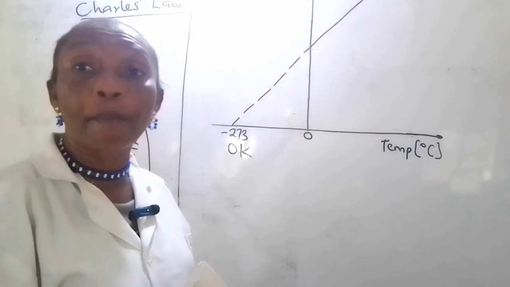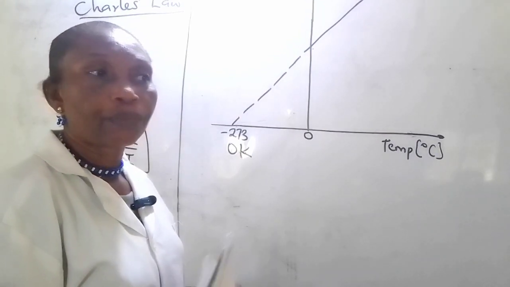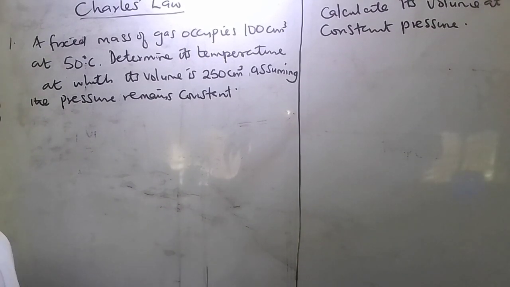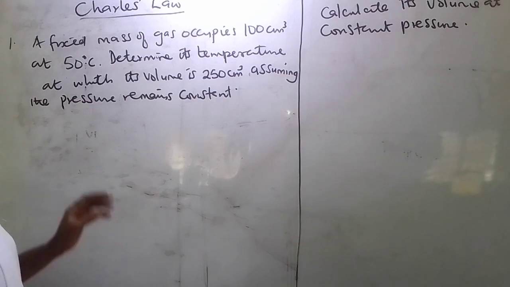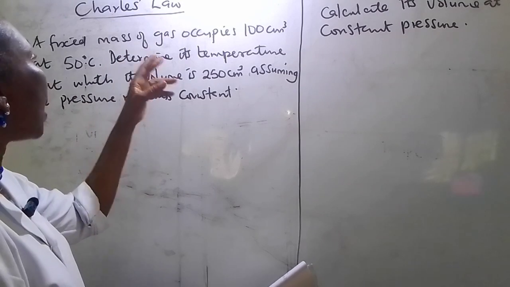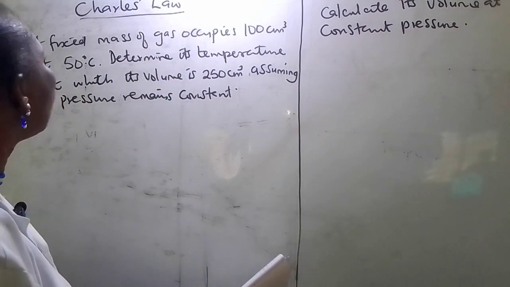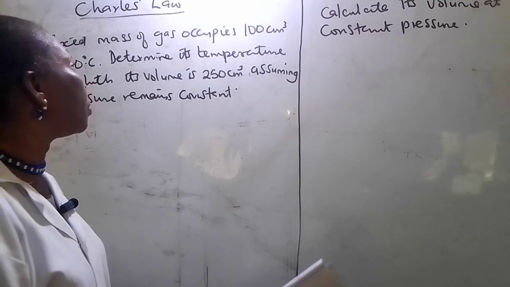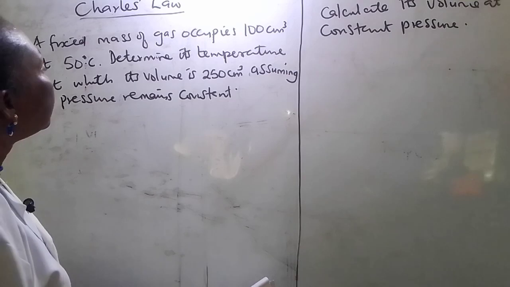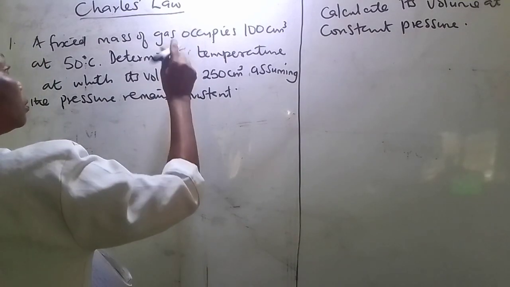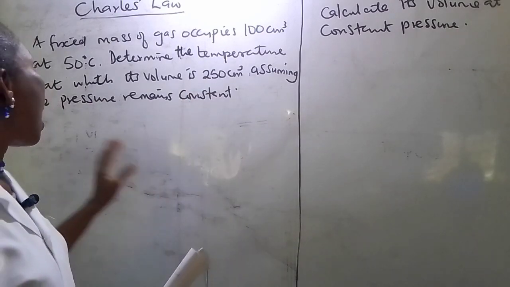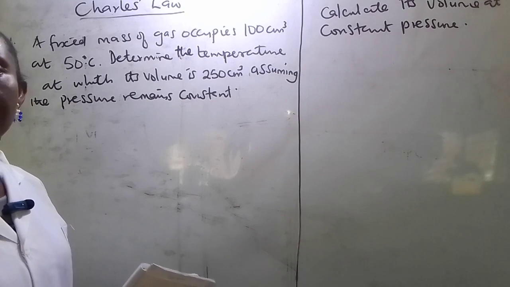Now the mathematical aspect of it. So we are going to have some problems. A problem here on Charles law says a fixed mass of gas occupies 100 cm cube at 50 degrees centigrade. Determine the temperature at which its volume is 250 cm cube, assuming the pressure remains constant.